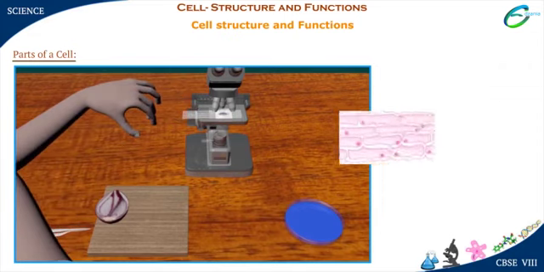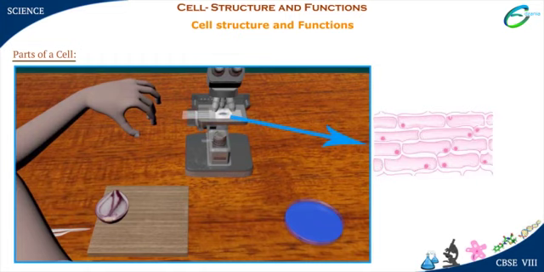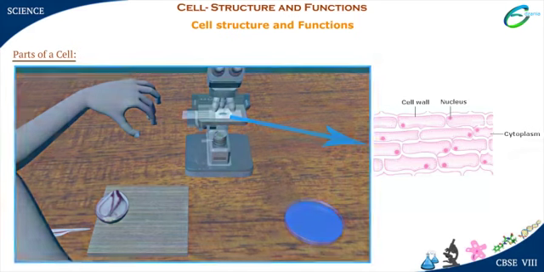What do you observe? Each cell is separate. The boundary of the cell is the cell membrane. The cell wall is the thick covering over the cell membrane. The jelly-like substance is the cytoplasm, and the round, dense body in the center is called the nucleus.